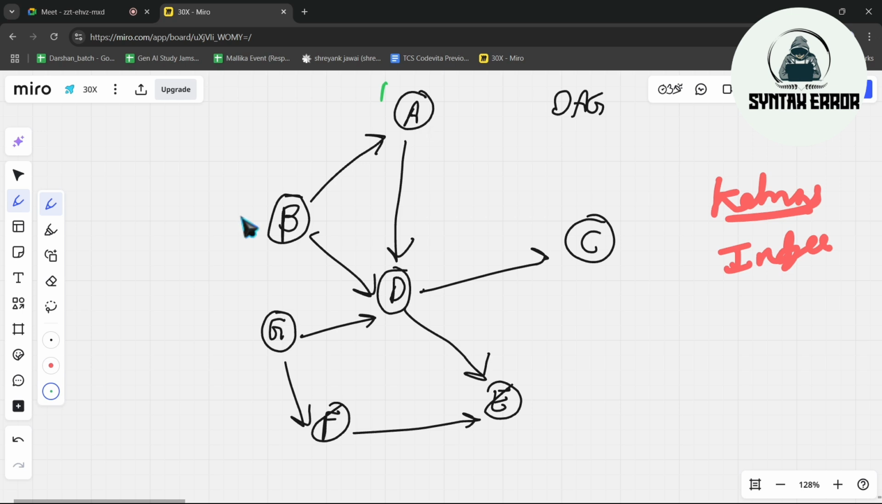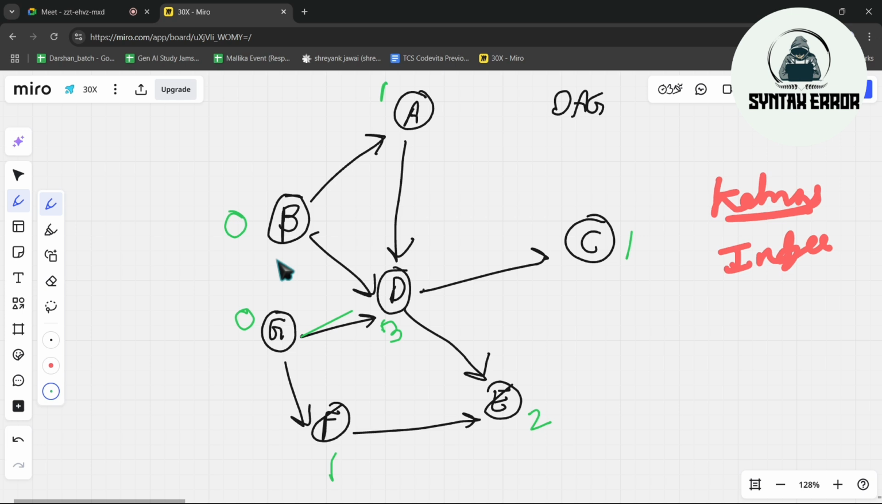Likewise, the in-degree of B is 0. The in-degree of D is 1, 2, 3. So 3. The in-degree of C is 1. The in-degree of E is 2. The in-degree of F is 1. The in-degree of G is 2. I think you understood how we write the in-degree of each vertex. If you have any doubt, you can ask. With the green pen I have written the in-degrees of each vertex.